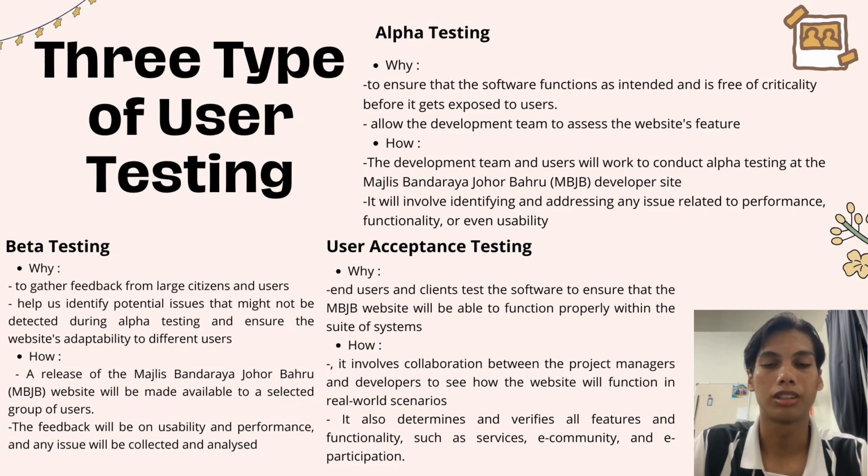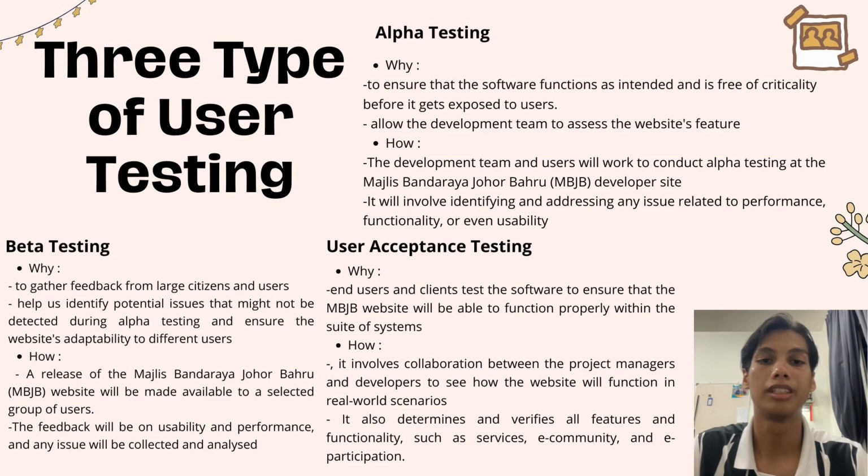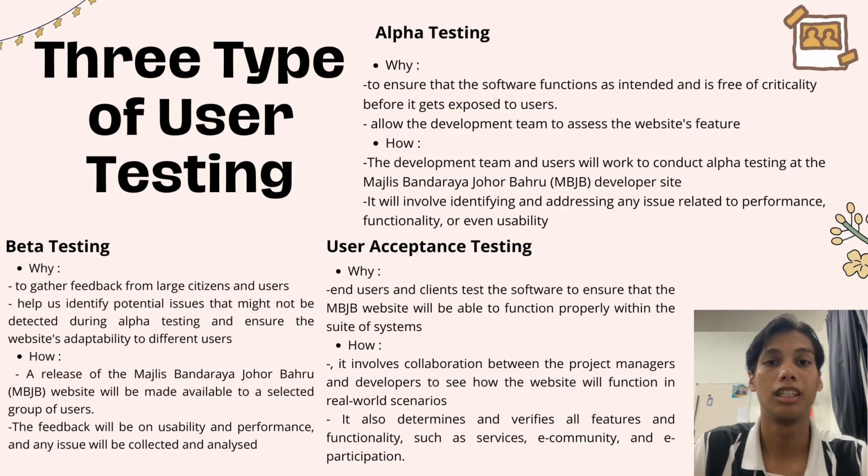How is it going to work? The development team and users will work to conduct this test at the MBJB developer site, where the test will be executed to validate functions like property tax payment, business service, and the e-directory. It also will involve identifying and addressing any issue related to performance, functionality, and usability.